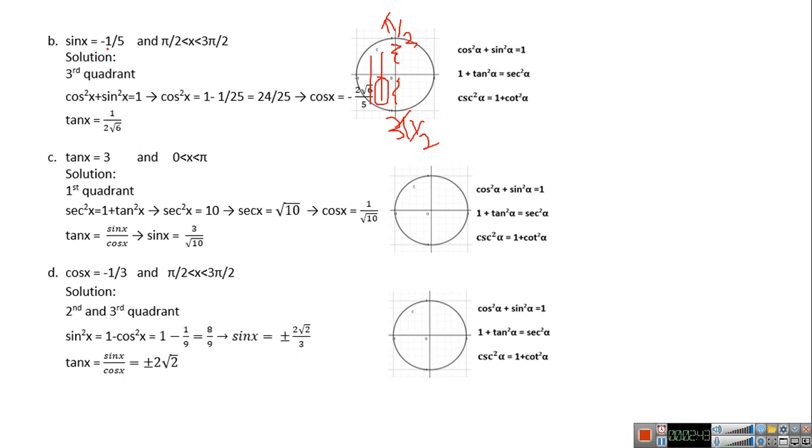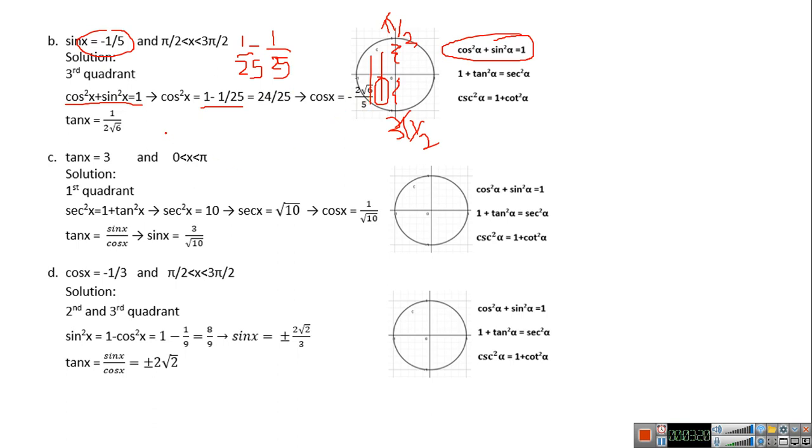So I have sine. You can use this formula: cosine square x plus sine square x is equal to 1. So cosine square will be 1 minus sine square. Sine square, if you square it, will be 1 over 25. So 1 minus 1 over 25, same denominator, which is 25: 25 minus 1 gives 24 over 25. And since in the third quadrant cosine x is negative, you're going to get minus square root of 24 over 25, which simplifies to minus 2 radical 6 over 5.